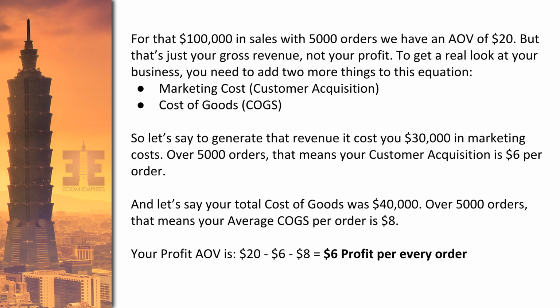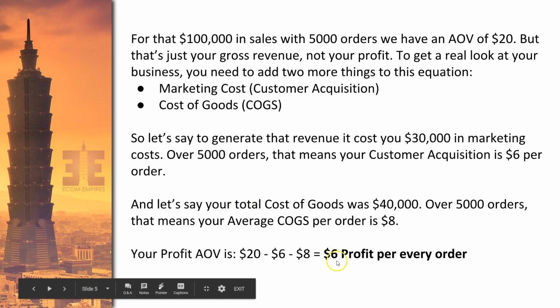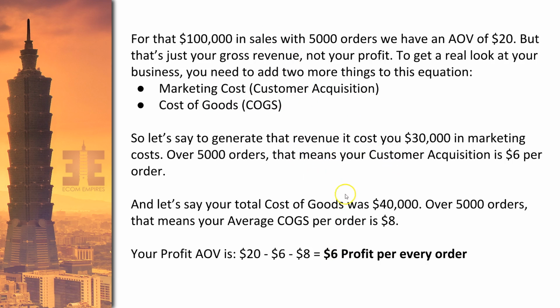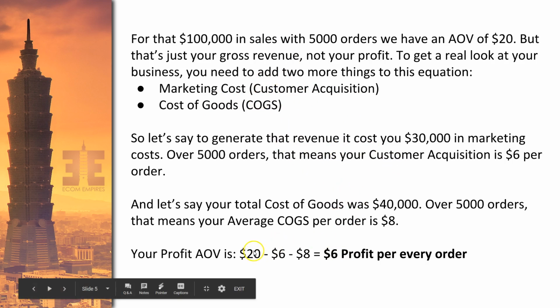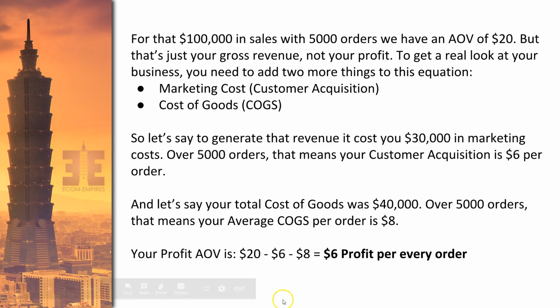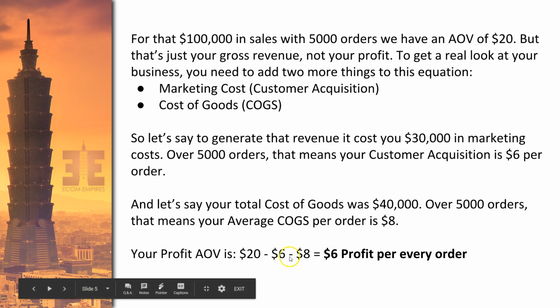So you need to understand this, because if your number here, the profit per every order, is not actually making any money, then you clearly have a problem where you need to either increase your average order value, which would probably be the number one solution. Increase your average order value, right? So this number goes up, or decrease these two numbers somehow. One or both of these numbers have to decrease to increase your profit per order.